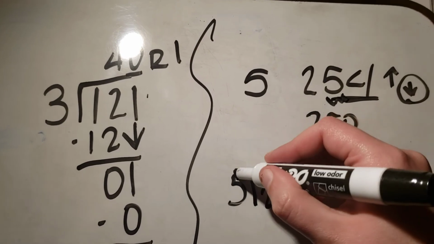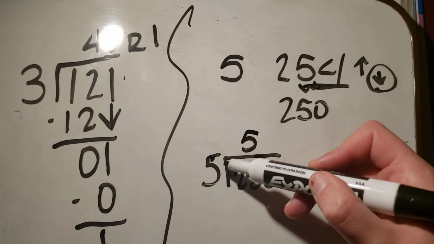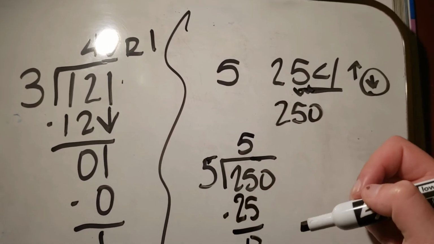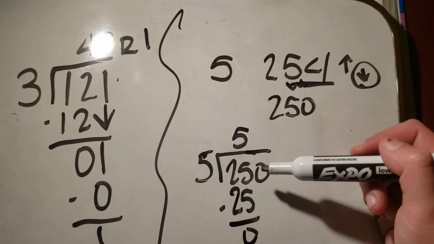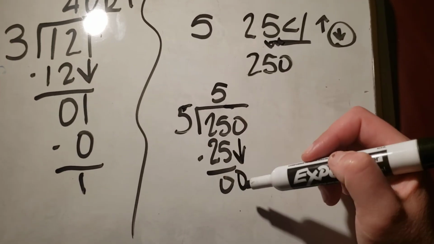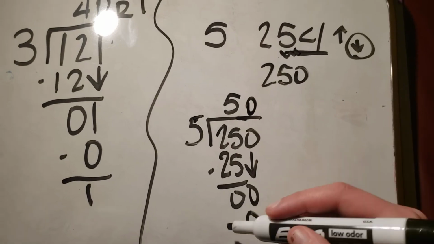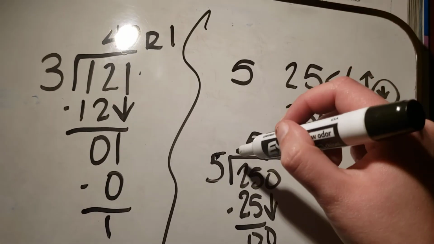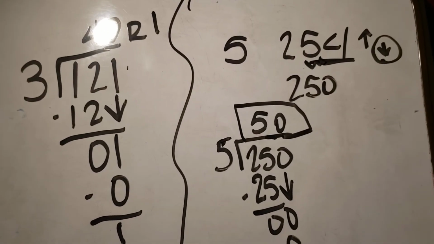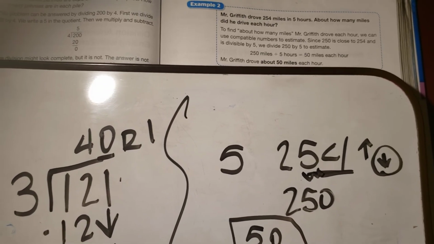So we're going to divide 250 by 5. 5 goes into 25 five times, because 5 times 5 equals 25, leaving 0. Now, I can't just leave it because 5 times 5 does not equal 250. Got to bring down that 0, and 5 goes into 0 zero times, 5 times 0 is 0, and you're left with 50 as your answer. So it would be about 50 miles each hour.